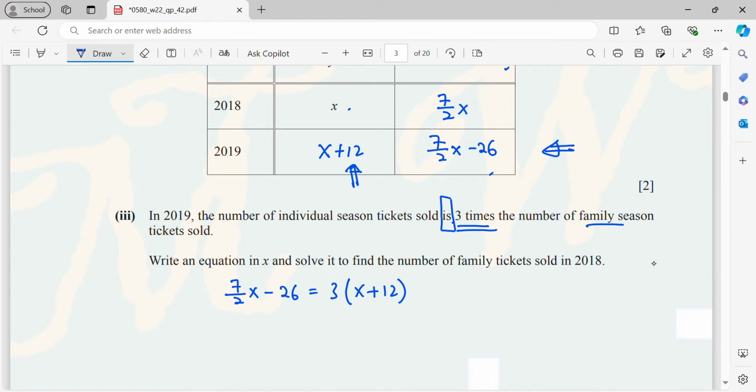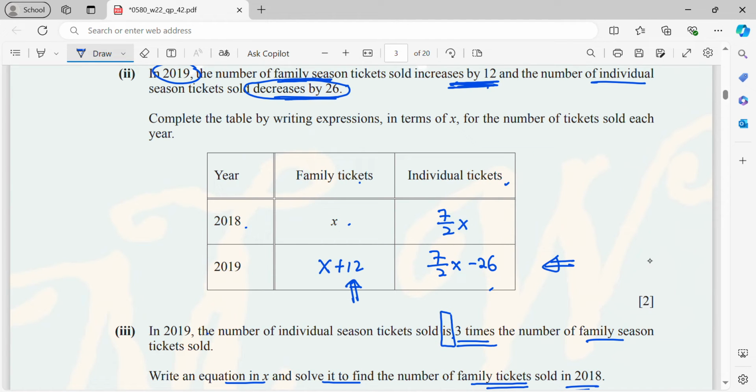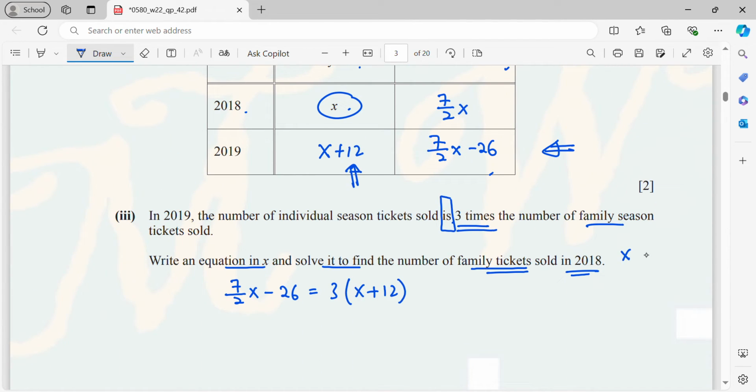Now write an equation in X and solve it to find the number of family tickets sold in 2018. So go back to 2018. Family tickets sold is X, which means now you need to find what is the X from the question. Okay, so from here, basically I can say this is the equation. Alright, and now to find the x, we just solve this equation.